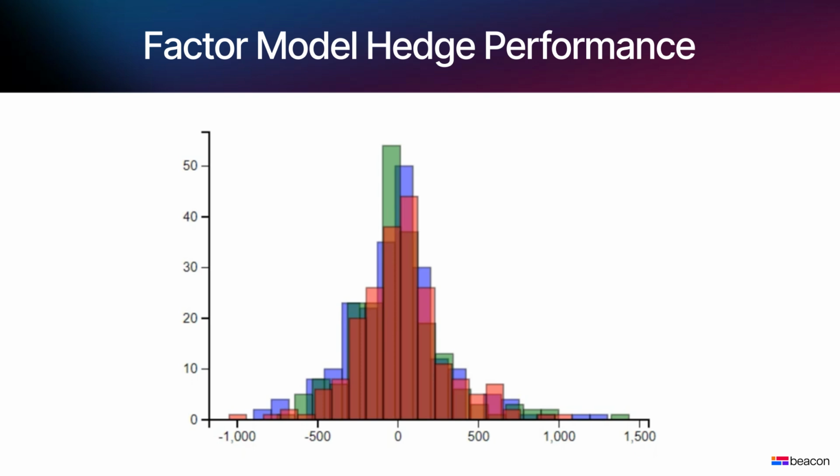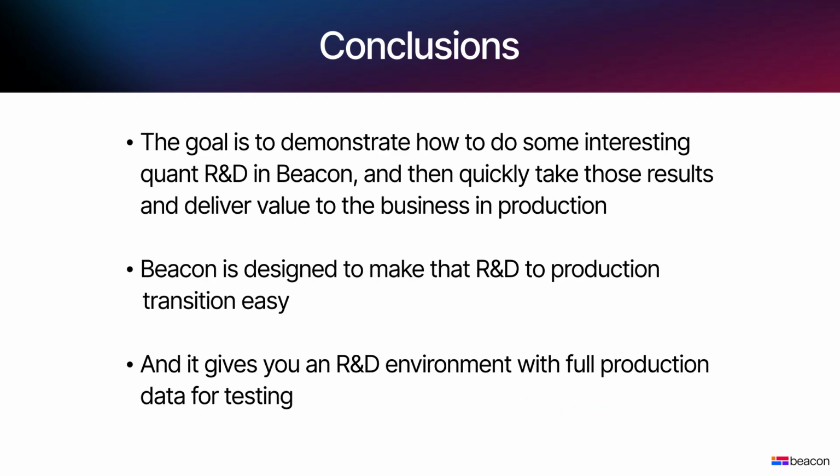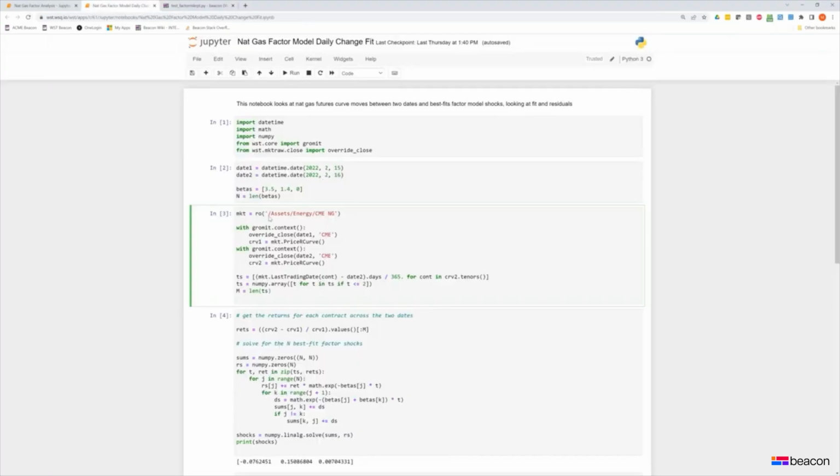Okay, so let's move from behavior in normal markets to behavior in stressed markets. So I'm going to go back to another Jupyter notebook that lets us look at that. So here I've got a Jupyter notebook. It defines 2 dates. So let's look at the market move from February 15th to February 16th, 2022. So before Russia invaded Ukraine, when everyone expected they were going to. I've got my 3-factor model defined by the 3 different mean reversion strengths for the different factors.